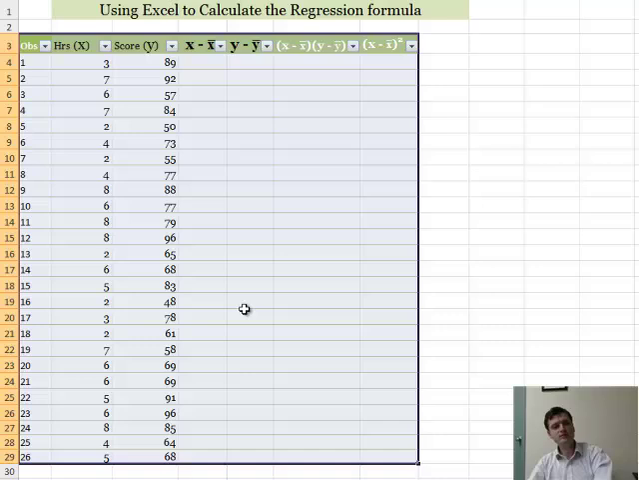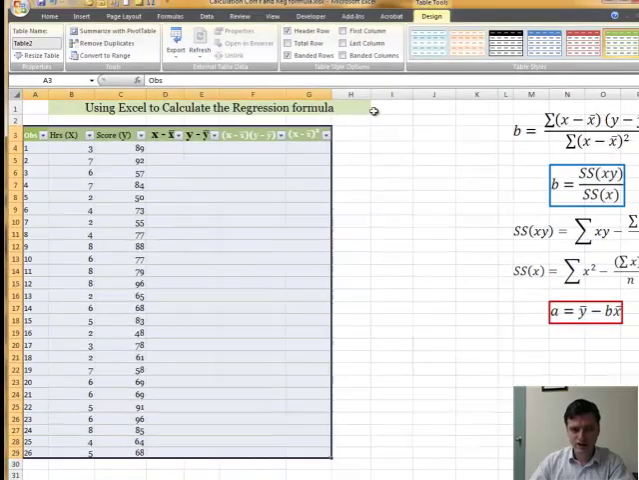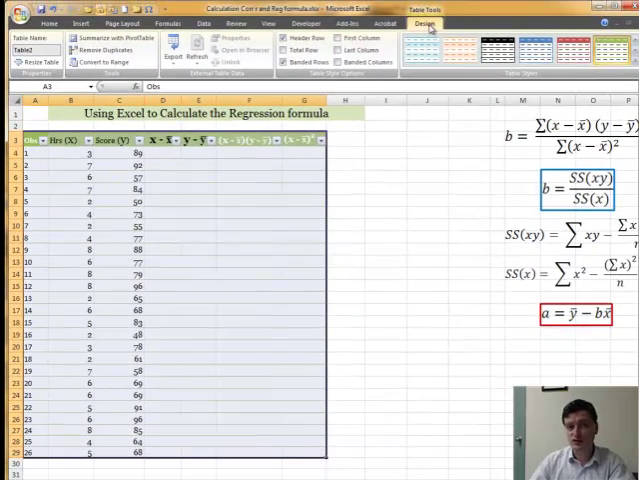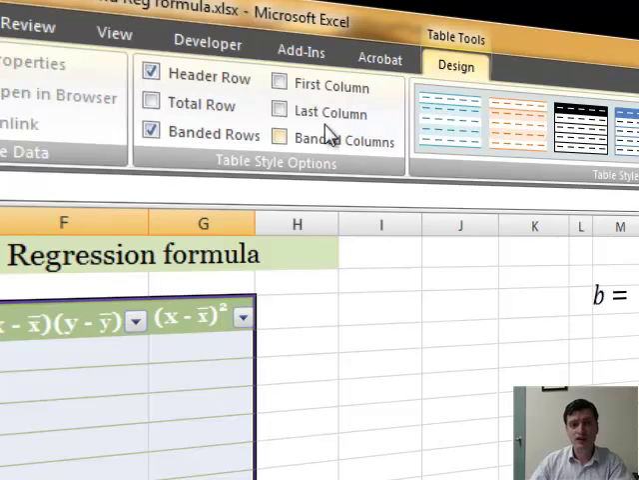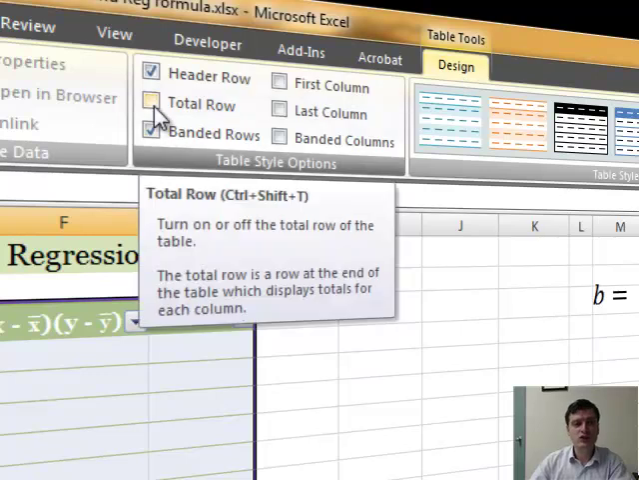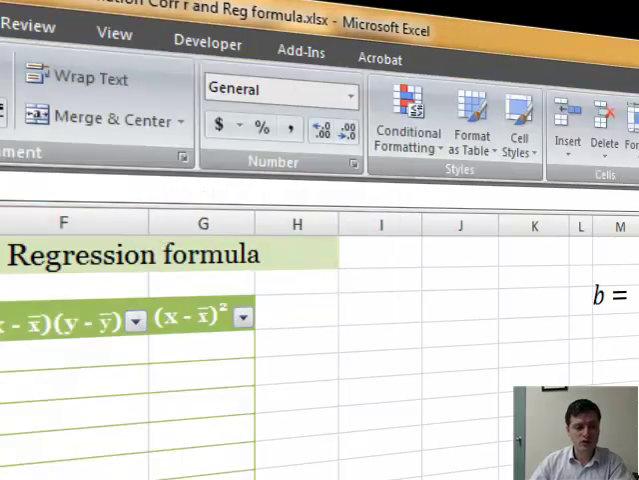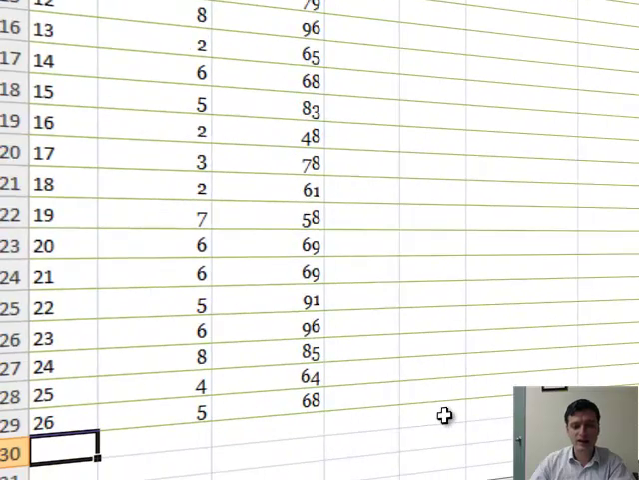Okay. So now I have the table right here. The first thing I need to do here after I created the table is to find the mean of the independent variable and the mean of the dependent variable. To do that easily, while you are in the table and the Design tab is in focus, make sure that you click this total row so that a row will be added right here at the bottom of the table.